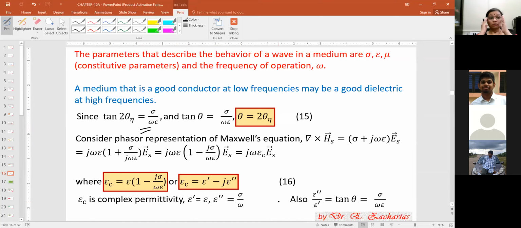So what happens is I just want to finish today's class with equation 15. So what is equation 15? Twice the intrinsic angle is equal to the loss angle. If the loss angle is 30 degrees, then the intrinsic angle will be 15 degrees. Okay, the rest we will see in the next class.